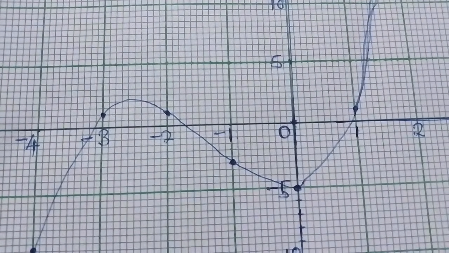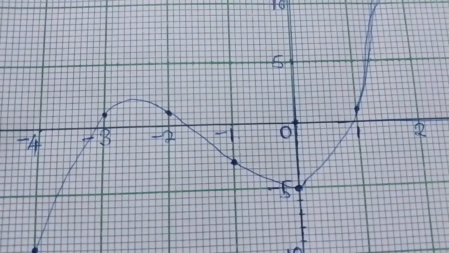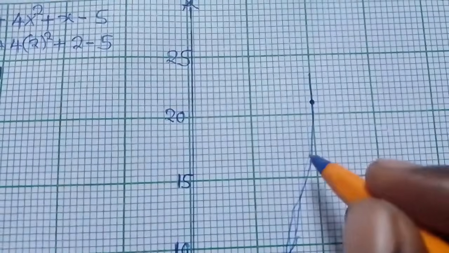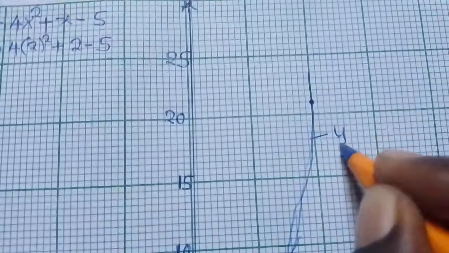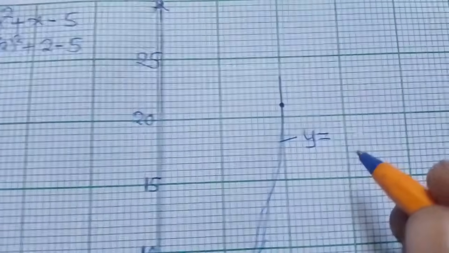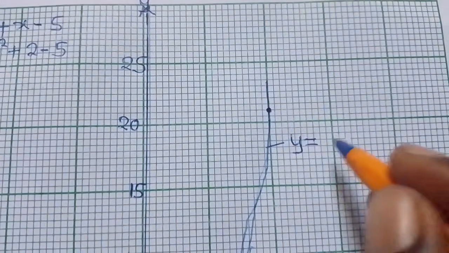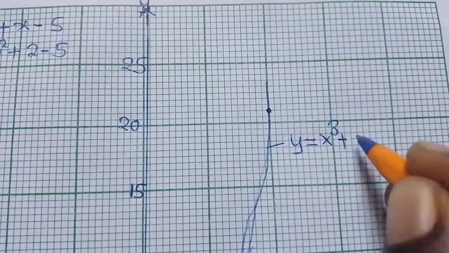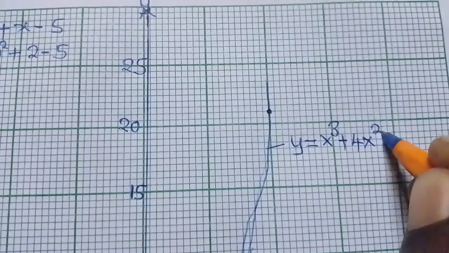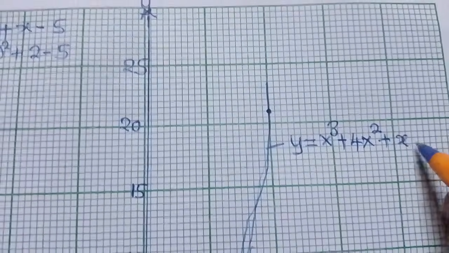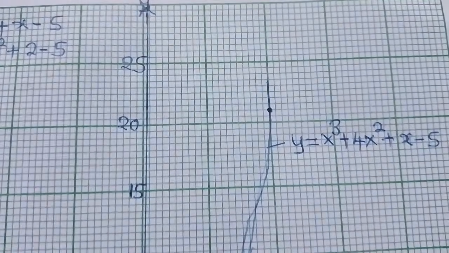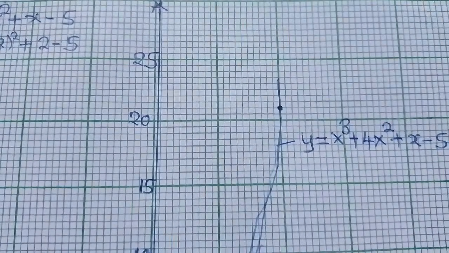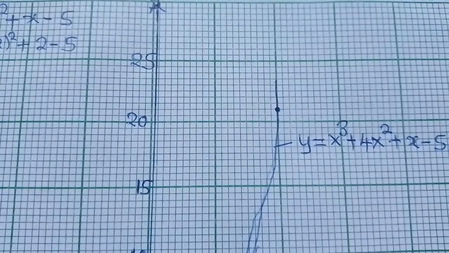So here now, what is the next thing? So you've answered that. Then you can now name this graph. You say this graph now is what? Y is equal to, this is the name of the graph, which is x power 3 plus 4x squared plus x minus 5. That's how you need to do it.